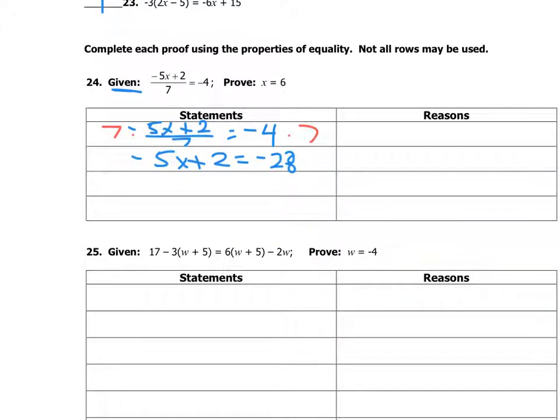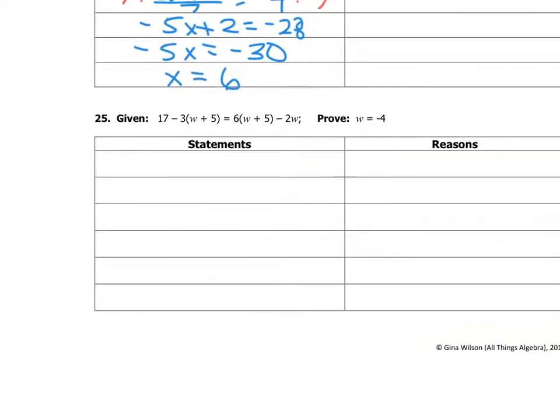So then what's the next step you would do if you solve the problem? My next line is going to look like this: negative 5x equals negative 30. What did I do to get that? That's what you're going to put in as a reason. And then finally, my end is x equals 6. So I just solved the problem. You write the reasons, what I did, just like right here in step 2. All right, write your reasons there. And the last one, work it out too.